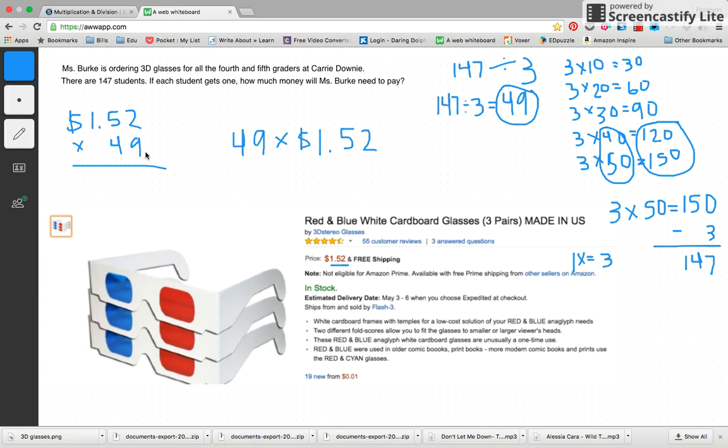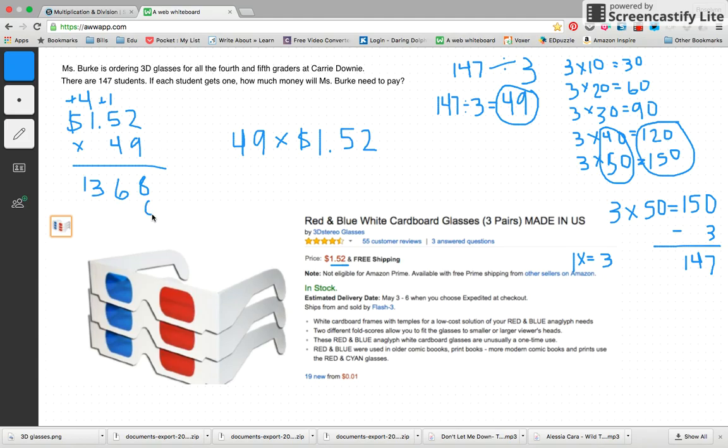And I'm going to start with my ones place. So 9 ones times 2 ones would be 18, so 8 ones and regroup 1. 9 times 5 is 45 plus 1 is 46. Then 9 times 1 is 9 plus 4 is 13.